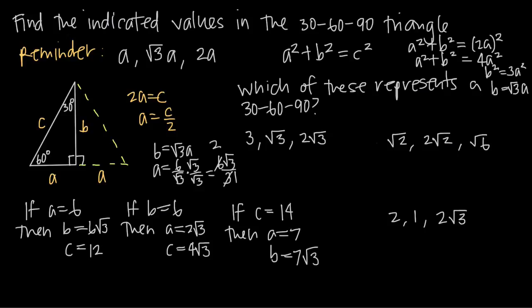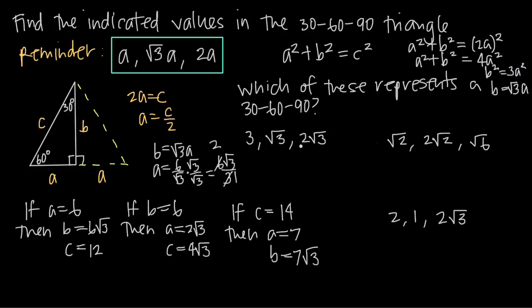So that's how we can apply this special relationship between the side lengths of a 30, 60, 90 triangle. As long as we remember this, which only applies specifically to the 30, 60, 90, we can very easily find the lengths of all three sides if we know just one side length.